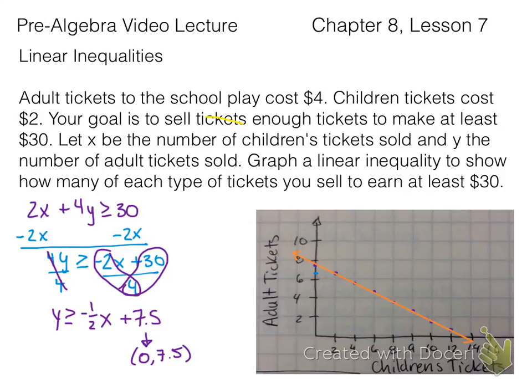So I'm going to connect the dots, and it is a solid line because I could make exactly $30 and still be happy. But now I'm ready to shade.